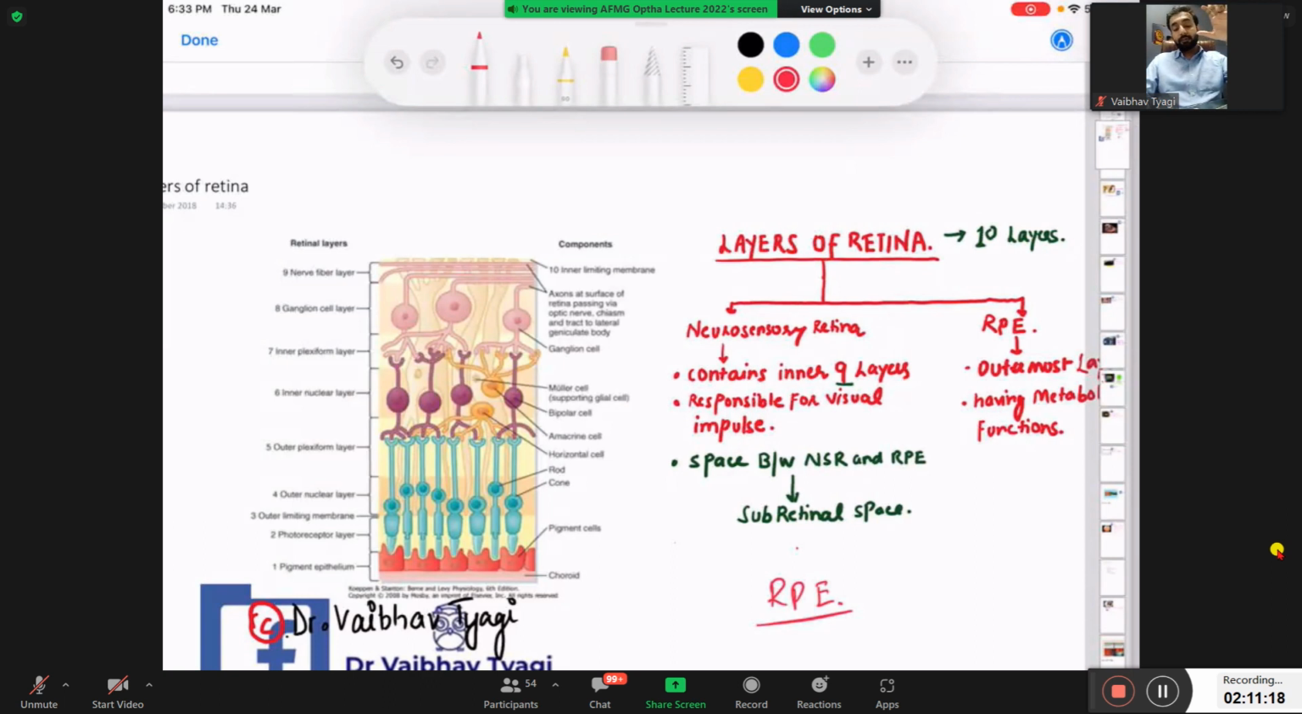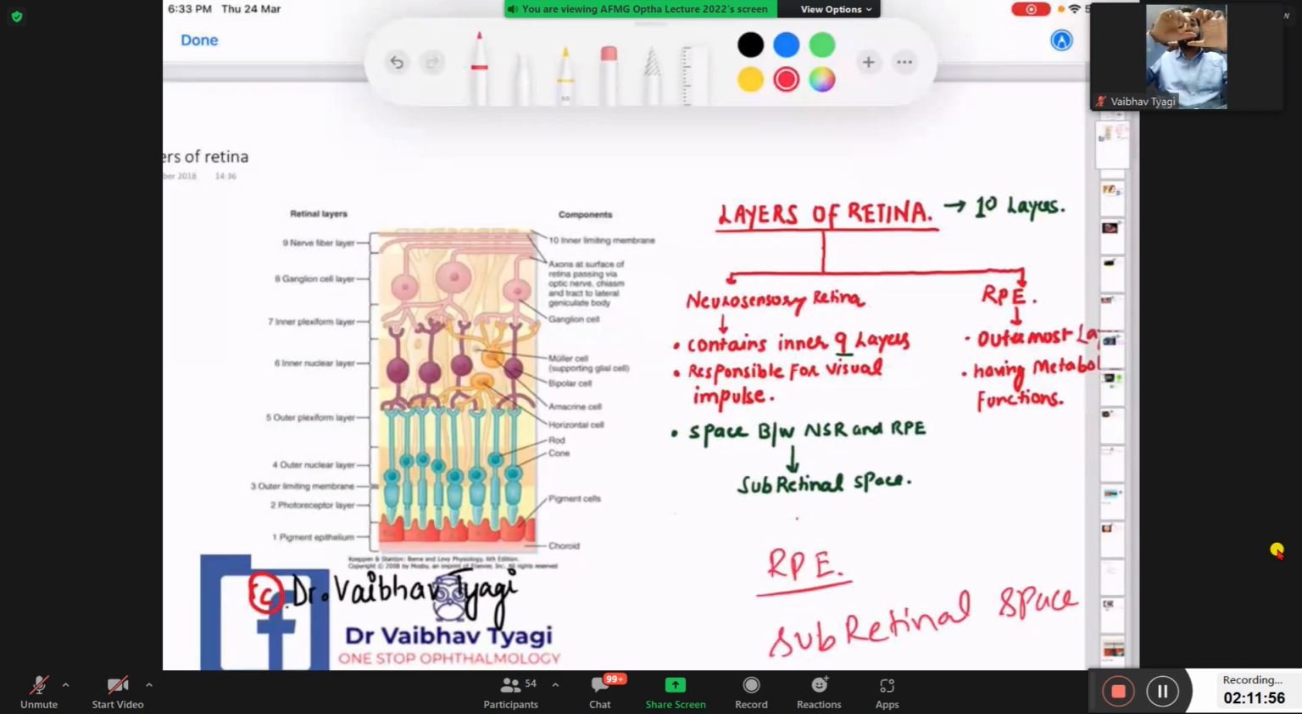Okay. Now, the concept which you have to understand is that there is a potential space between the outermost layer and the rest of the 9 layers of the retina. Suppose these are the rest 9 layers and this is the outermost layer. There is a potential gap between these 9 layers and your outermost layer. And this potential gap is called as subretinal space. Understood? What is the location of the subretinal space? This space is present between RPE and the rest of the 9 layers of the retina.